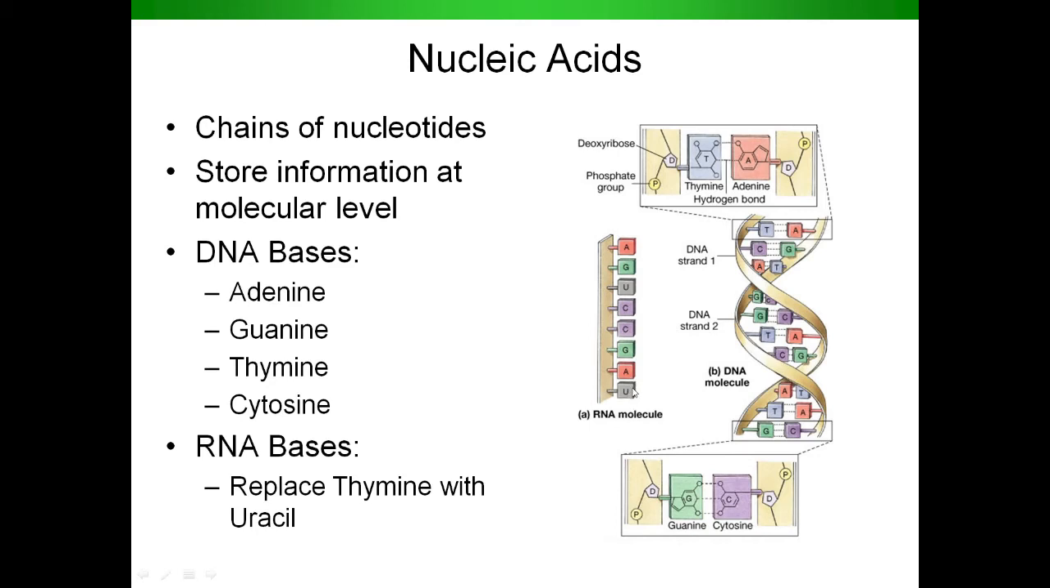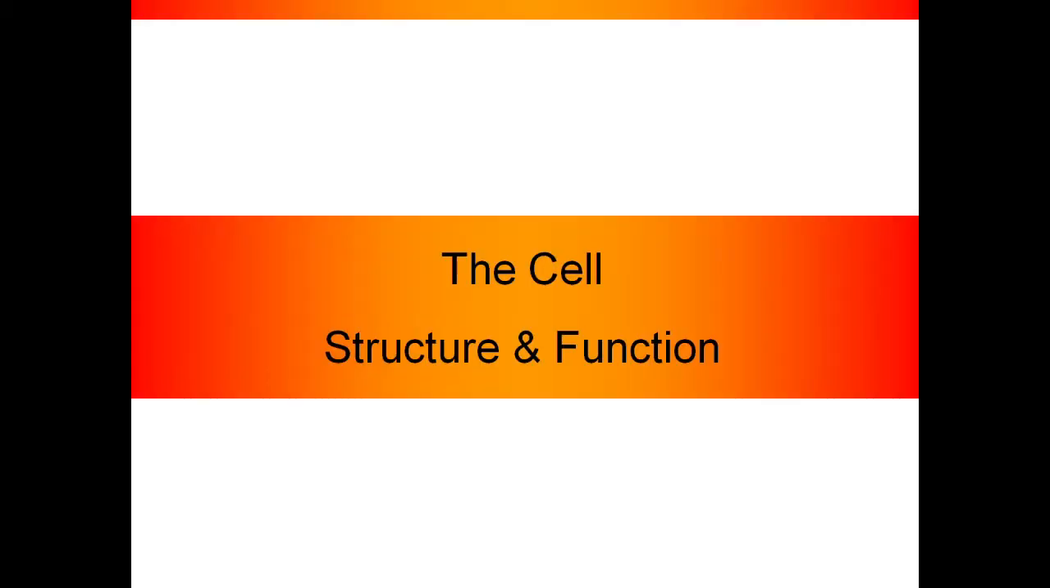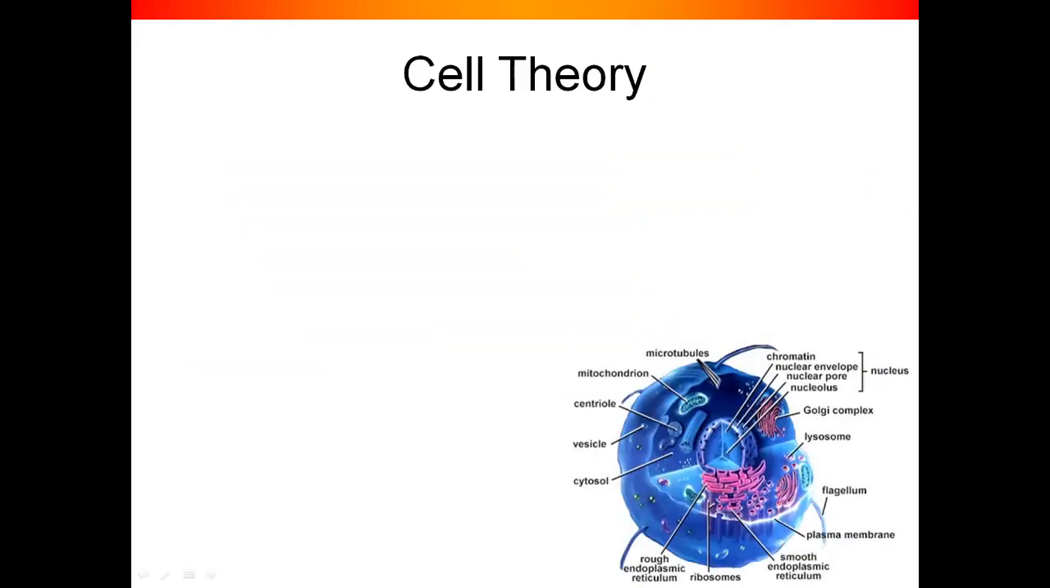Next, we're going to shift gears a little bit and start talking about the cell. So what we've done is taken our atoms, hooked them together to make molecules. Now we're going to take these molecules that we talked about, hook them together to make organelles, which is a term that literally means tiny organ. And those tiny organs or organelles are going to have specific functions within a cell. Right? So again, we're slowly building and building and building up to those organs and organ systems that we're going to study this semester. Cell theory.